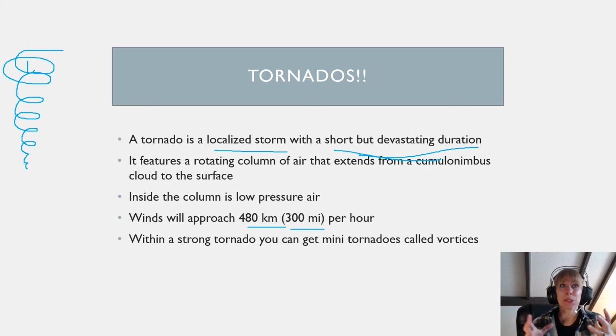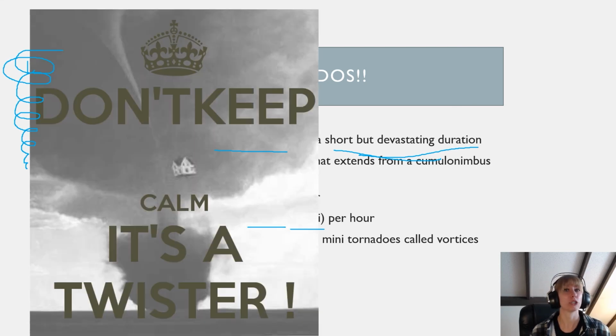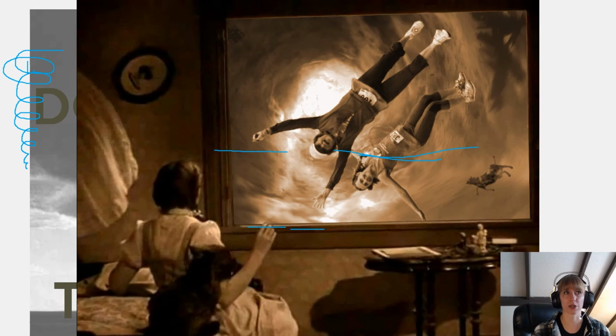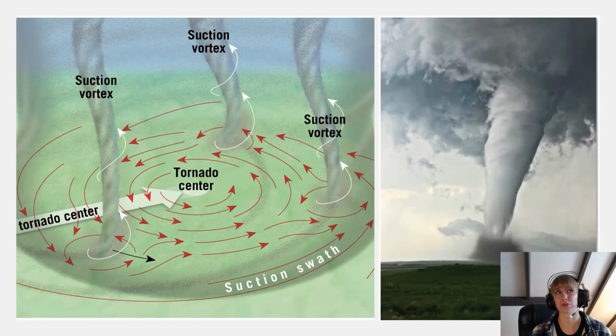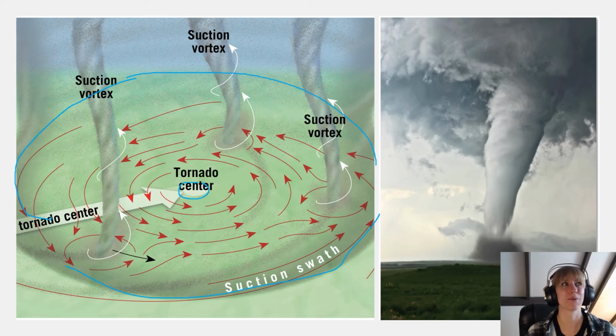Within a really strong tornado, you can get tiny tornadoes, which are called vortices. These are vortices. So here is our tornado center. This all out here is our tornado. But because it's so strong, we have these little tiny vortices inside, which kind of look like dust devils.